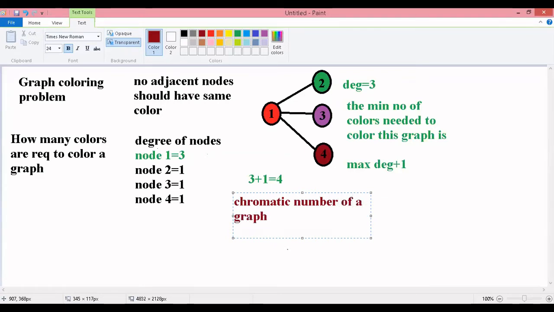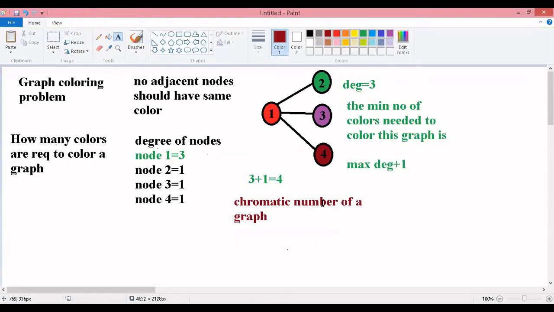It is a simple word used in this problem: the chromatic number of a graph, they will ask. In the exam, they will simply ask, find out the chromatic number of the above graph. Then students will think, what is chromatic number? Chromatic number is nothing but the minimum number of colors needed to color a graph. It is given by the formula maximum degree of the graph plus 1.